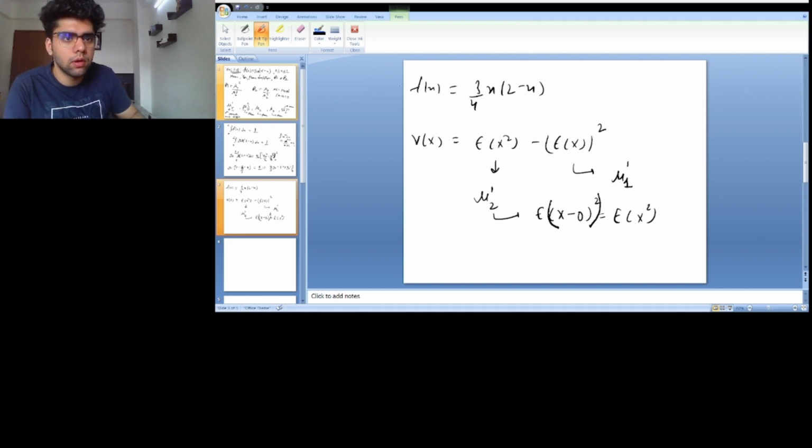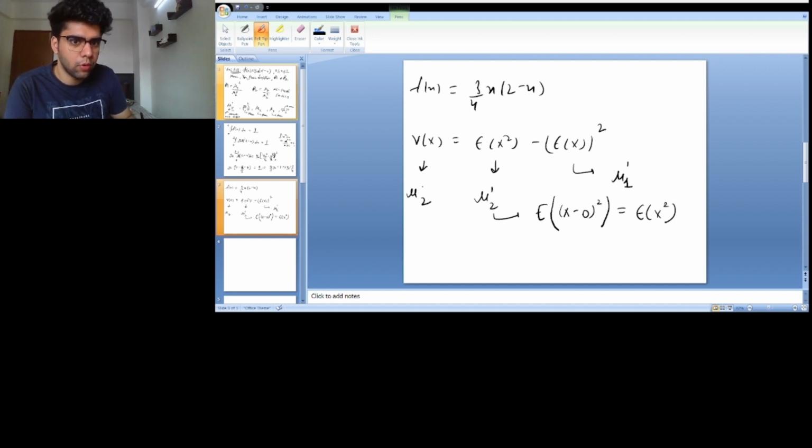This bracket, I can just write this clearly, so that you can understand. So this is E of (x minus 0) whole square. Second moment with respect to the origin gives me E(x square). Now the dash tells me that this moment is with respect to the origin. What is this? This is mu 2, and this is with respect to the mean.